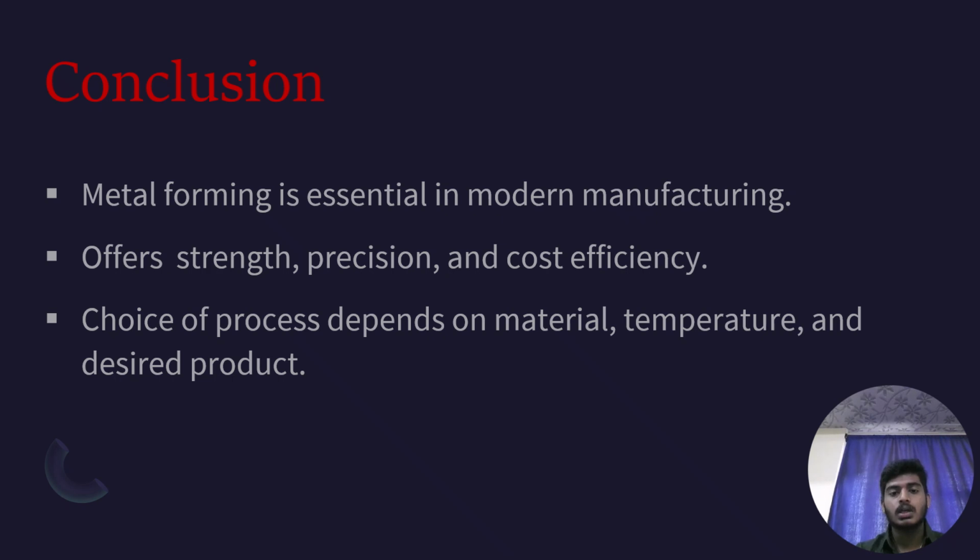Coming to the conclusion, metal forming is a crucial process in modern manufacturing. It provides benefits such as strength, precision, and cost efficiency. The specific metal forming process chosen depends on the material, temperature, and the final product's requirement.